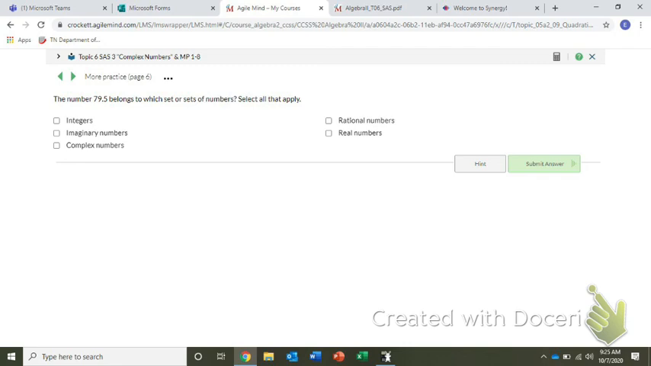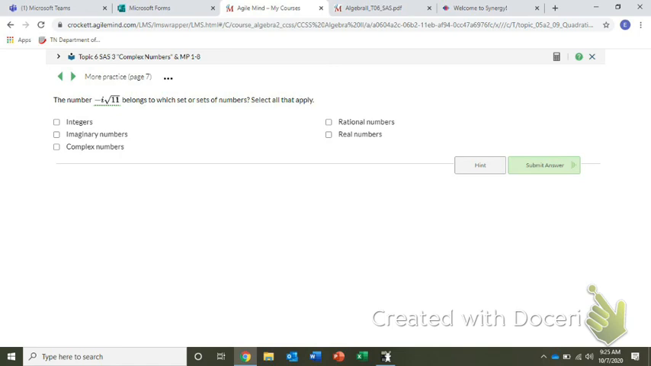The number 79.5 belongs to which set? Real. Integer. All numbers are what? What I told you at the very beginning. Is it a rational number? Oh, it's not integer. It's not negative. See? That's Jawan's fault. So complex, all numbers are complex. Real numbers, unless it's an imaginary, it's going to be real. Rational is where it stops.